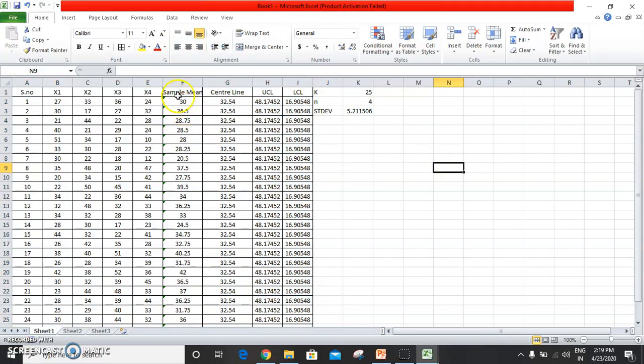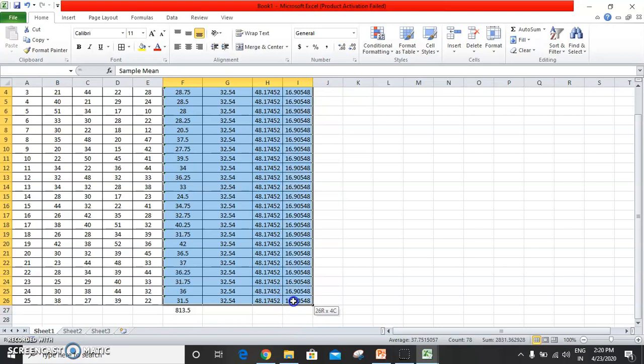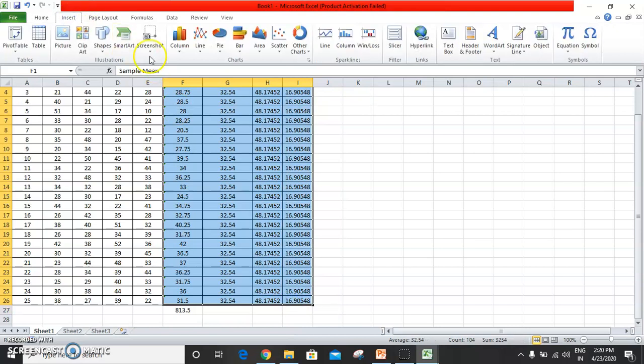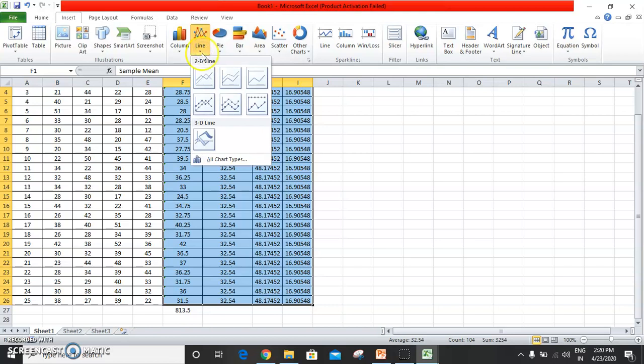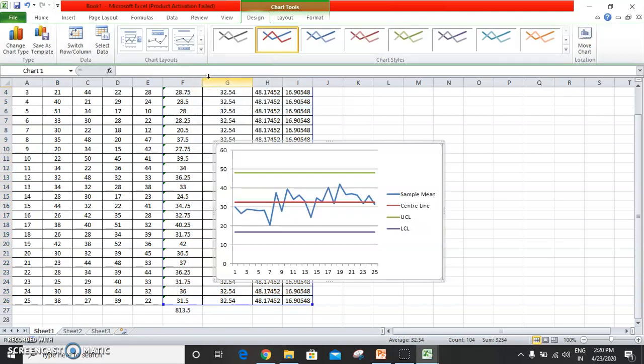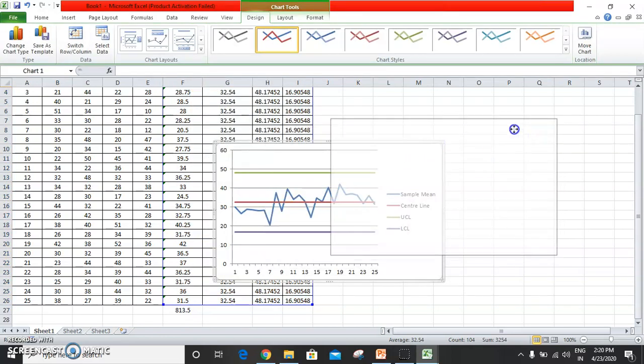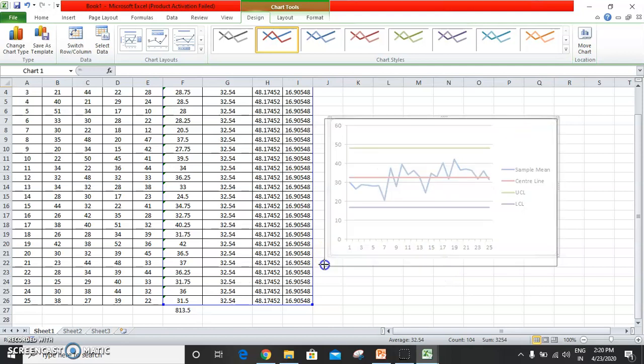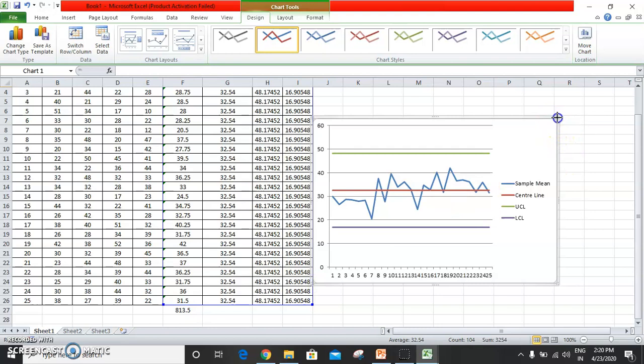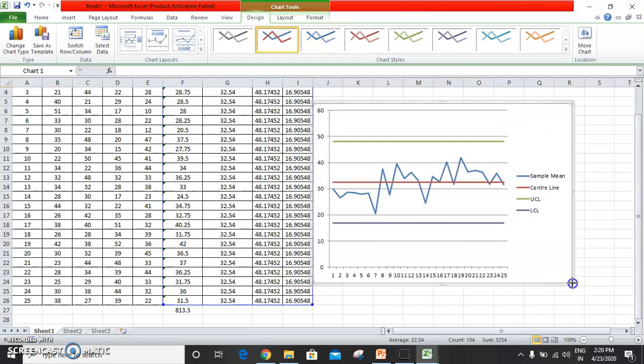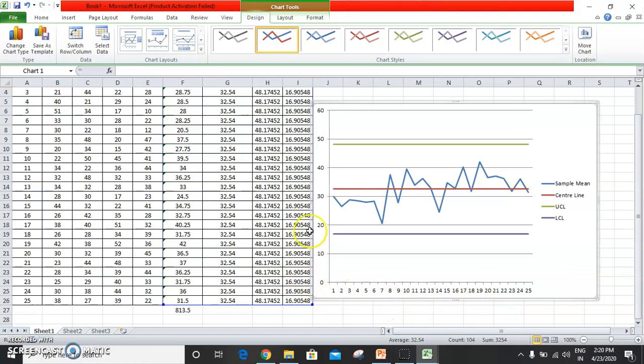Now simply what we have to do is select these 4 sets of values to prepare the line chart. We go to the insert bar and select the line chart. See, so this is your X bar chart. This X bar chart represents the distribution in terms of the sample number given on the x-axis, and on the y-axis the distribution shows whether the values are under the control limits.